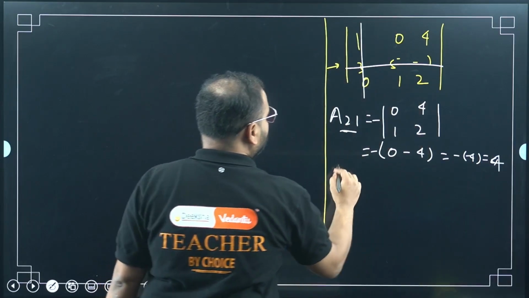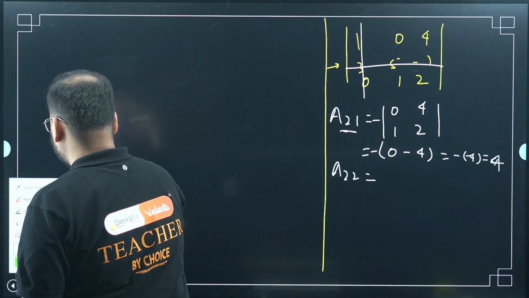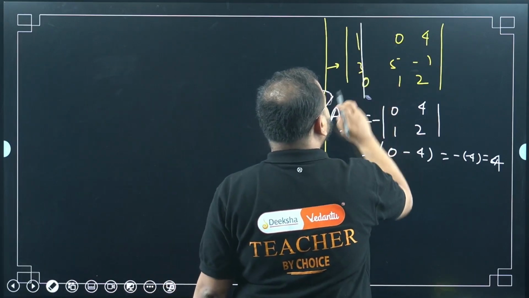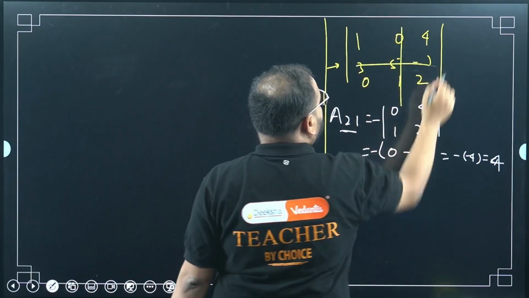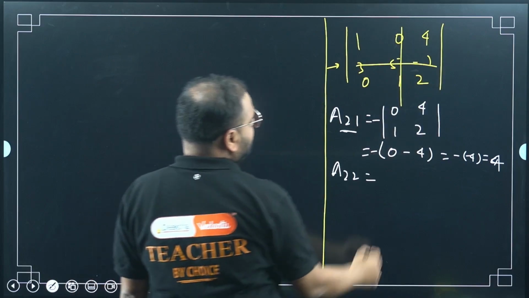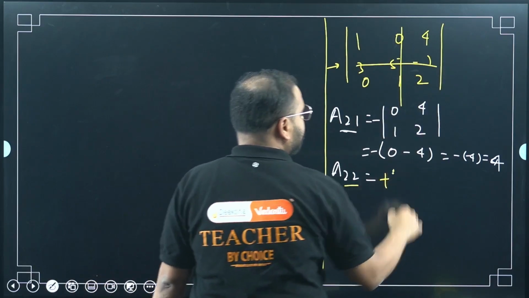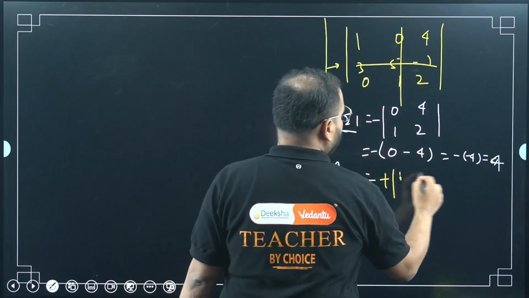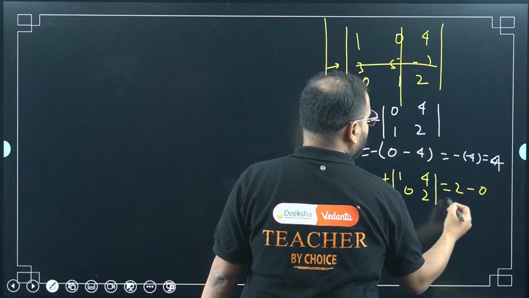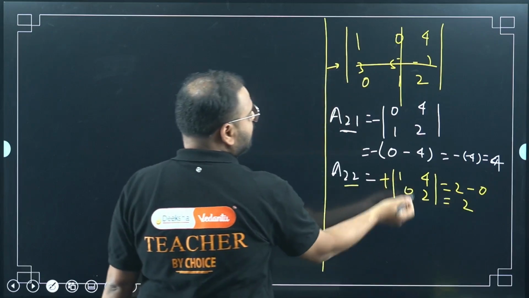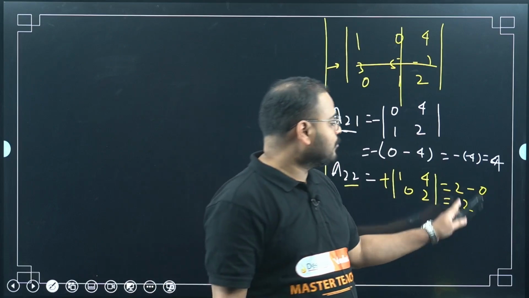What about A22? In this case, please check, we'll cancel these. A22 will be this. So what is left now? 2 plus 2 is even, so positive, with 1 4 0 2. What is the answer? 2 times 1 is 2, 0 times 4 is 0. So 2 minus 0 is 2.